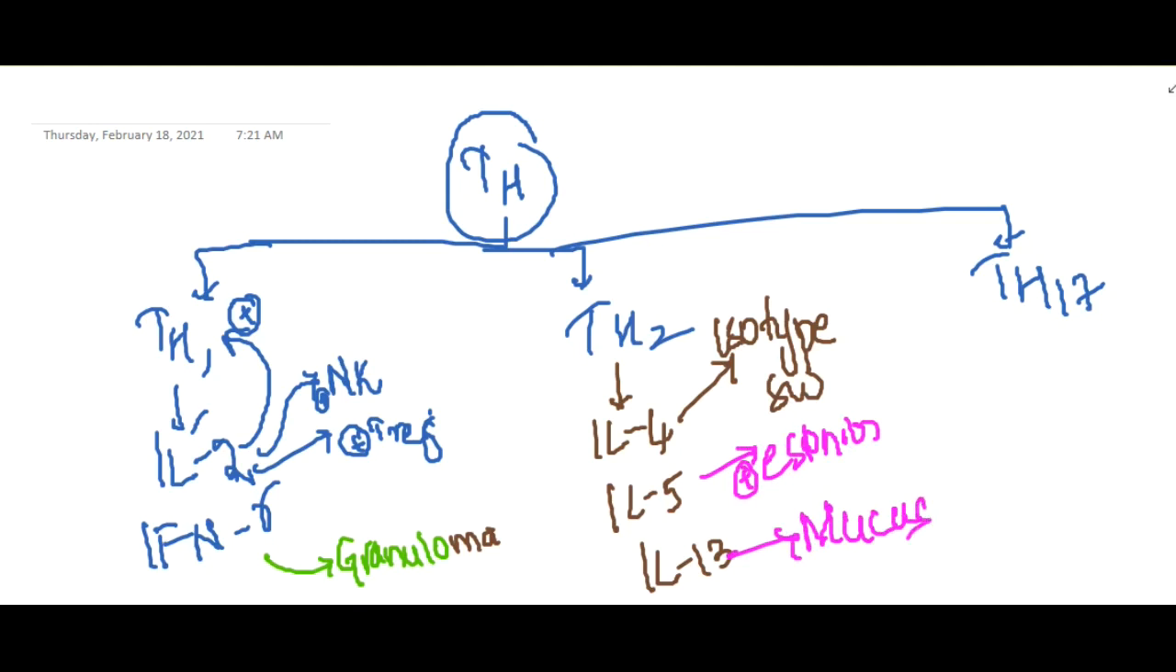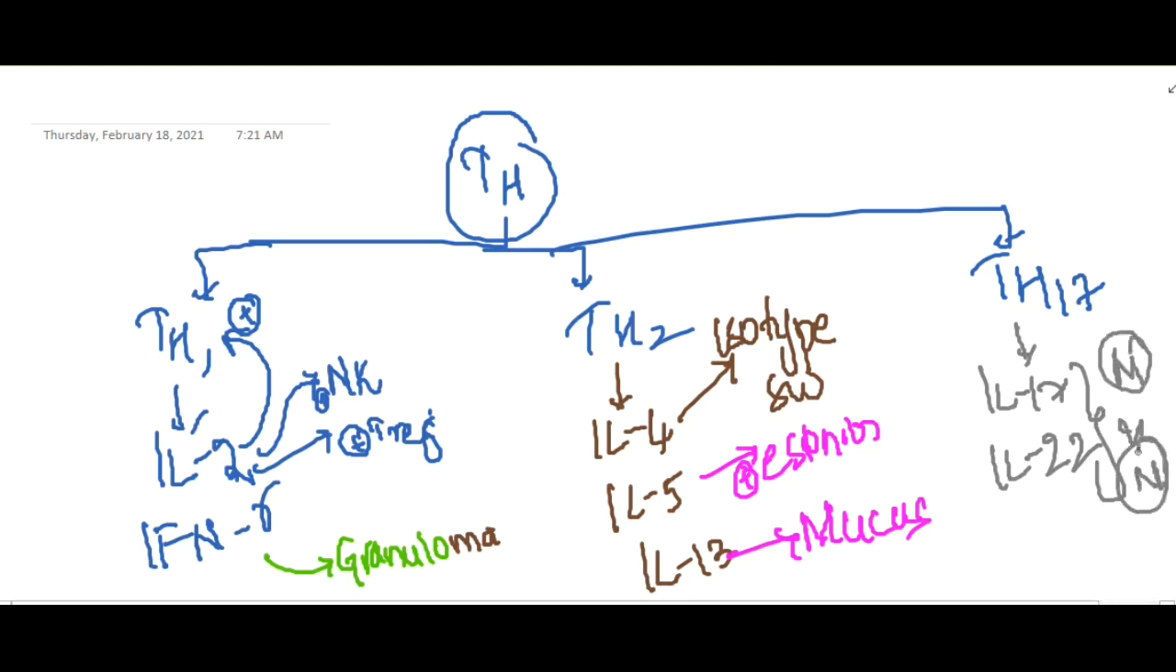Then if T helper 17 cells are activated, this results in the production of interleukin 17 and interleukin 22. These both will help in monocyte and neutrophil recruitment. So these are the types of T helper cells.